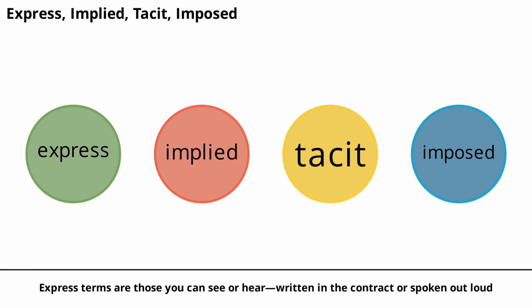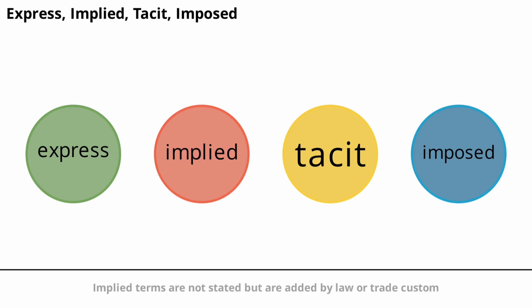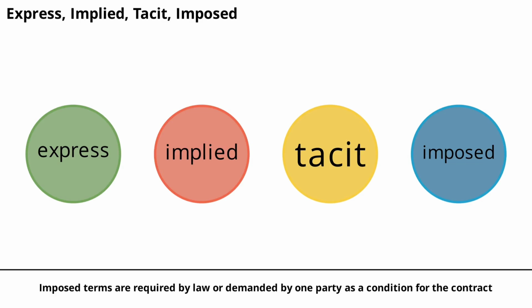Express terms are those you can see or hear written in the contract or spoken out loud. Implied terms are not stated but are added by law or trade custom. Tacit terms are so obvious that both parties assume them even if not discussed. Imposed terms are required by law or demanded by one party as a condition for the contract. Knowing the difference helps you spot what's actually binding and what's just background noise.